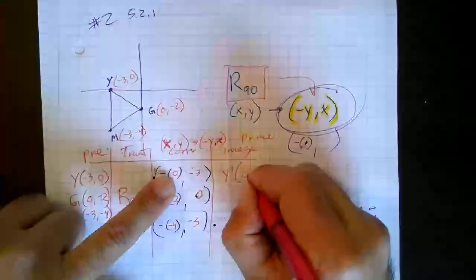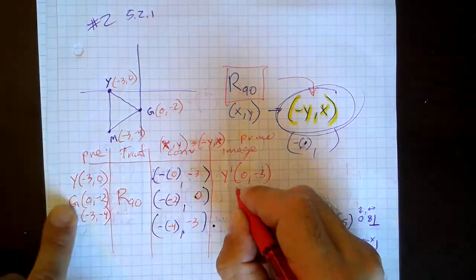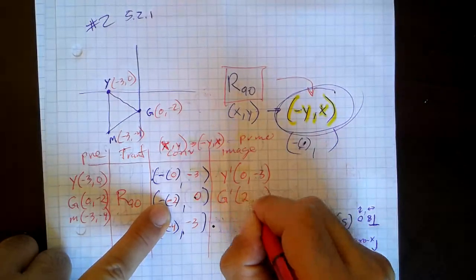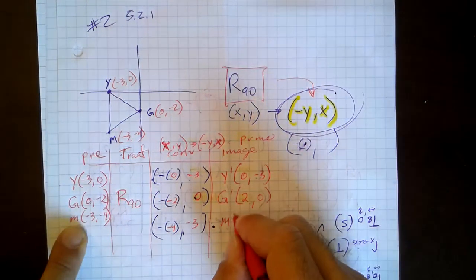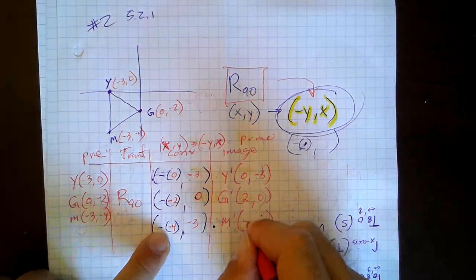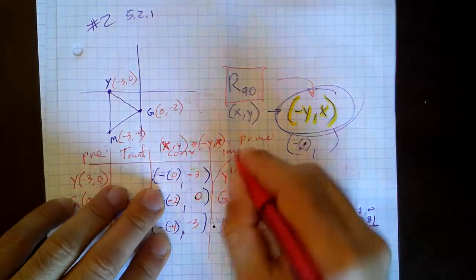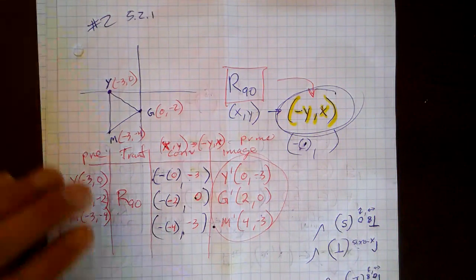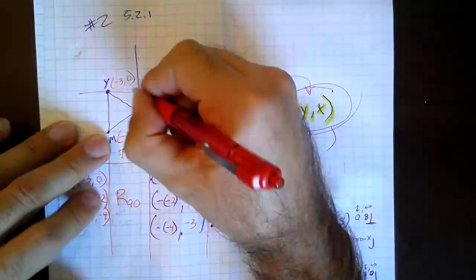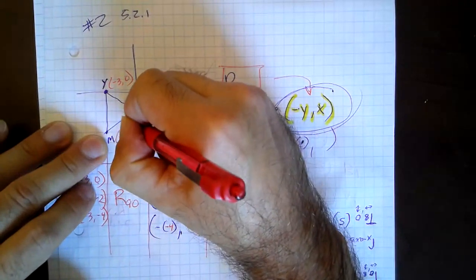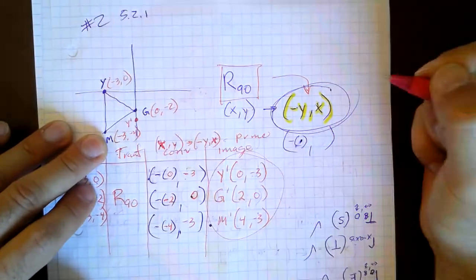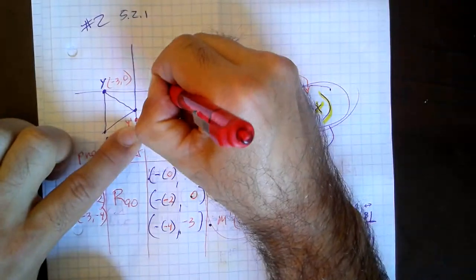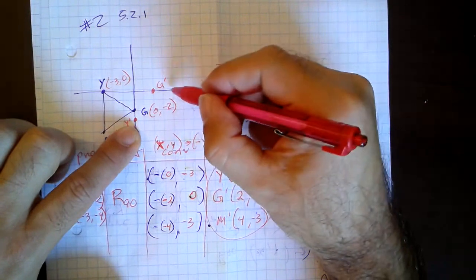Now my new image, Y prime, simplifying this, is (0, -3). G prime, simplifying this, negative negative is +2, so (2, 0). M prime, again just simplifying, is (4, -3). So here are the new prime values. Let's go ahead and find where they are. Y prime is at (0, -3), put it right there. G prime is at (2, 0). M prime is at (4, -3), right here.